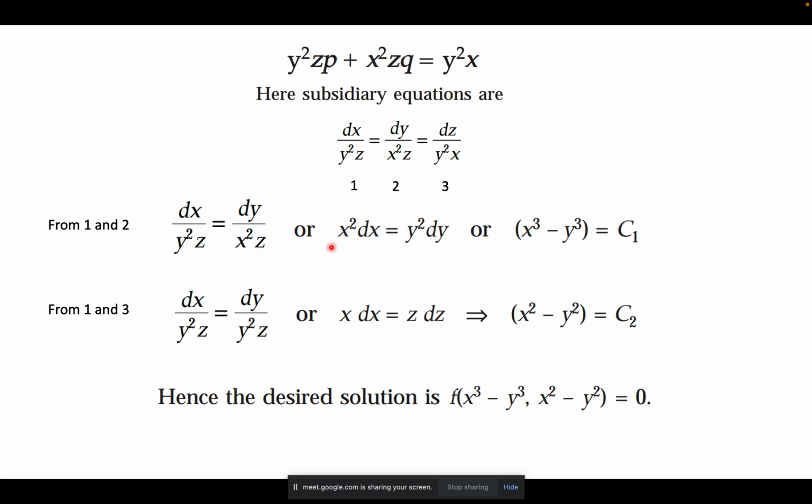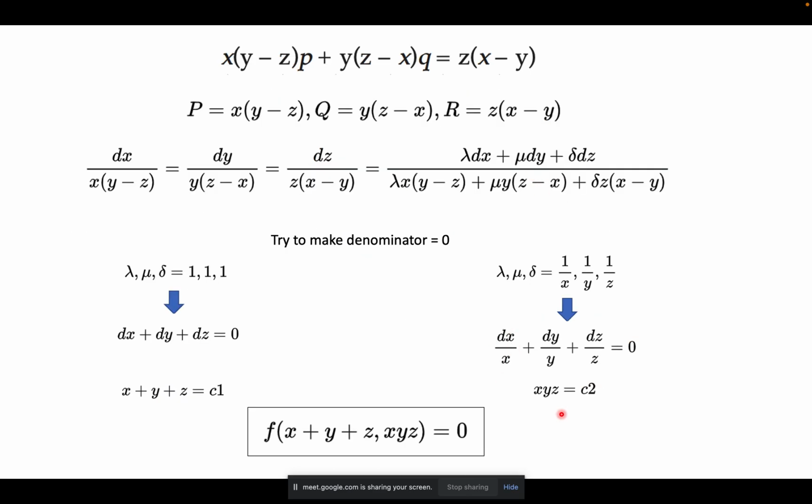Okay, now I again need to find another function v in order to get the final solution. So again, if I take the values of lambda, mu, and delta to completely eliminate the denominator, the denominator will become 0. So again you put these values in the numerator. The value of lambda is 1 by x, so you will have dx by x, then you have dy by y, because the value of mu is 1 by y, and then you have dz by z, right, is equal to 0.